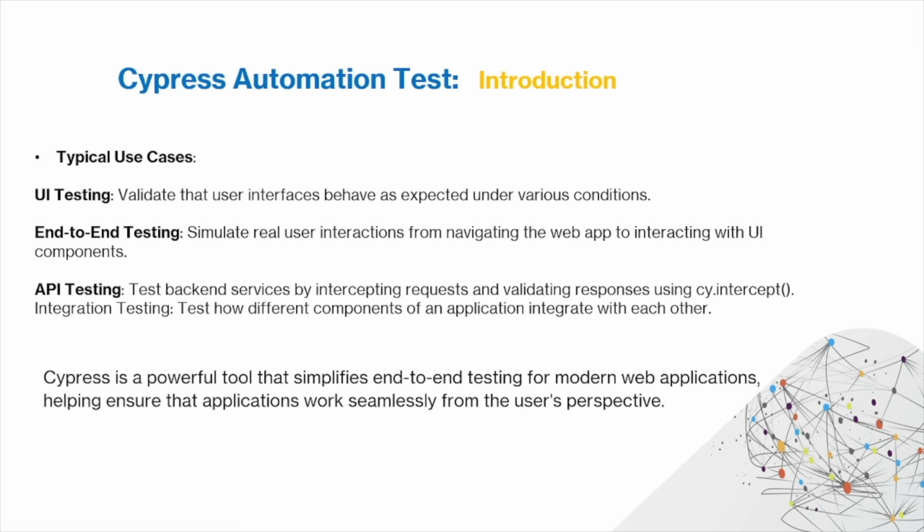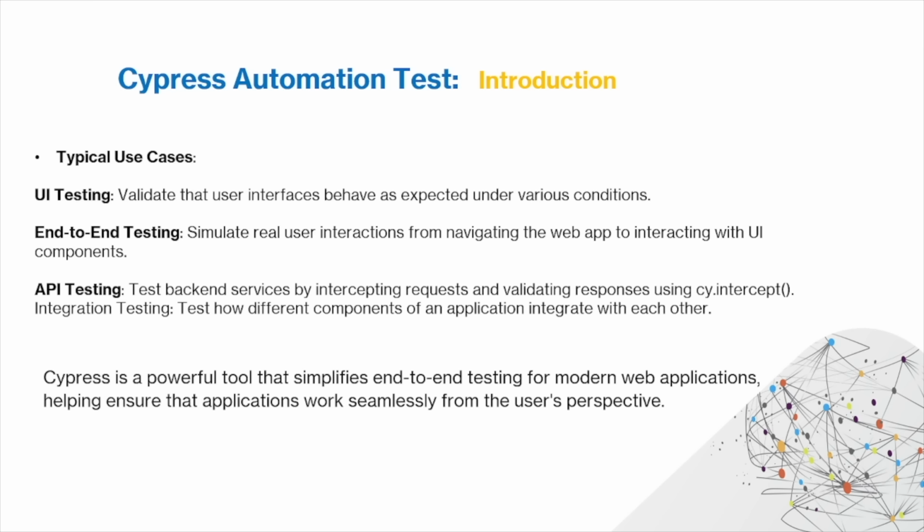Now, here are the typical use cases for Cypress. For example, UI testing. You want to validate that user interfaces behave as expected under various conditions. There's also end-to-end testing. So you want to simulate real user interactions from navigating the web app to interacting with UI components. And then there's also API testing. So you want to test backend services by intercepting requests and validating responses using Cypress intercept. And then there's also integration testing, where you want to test how different components of an application integrate with each other. Cypress is a powerful tool that simplifies end-to-end testing for modern web applications, helping ensure the applications work seamlessly from the user's perspective.